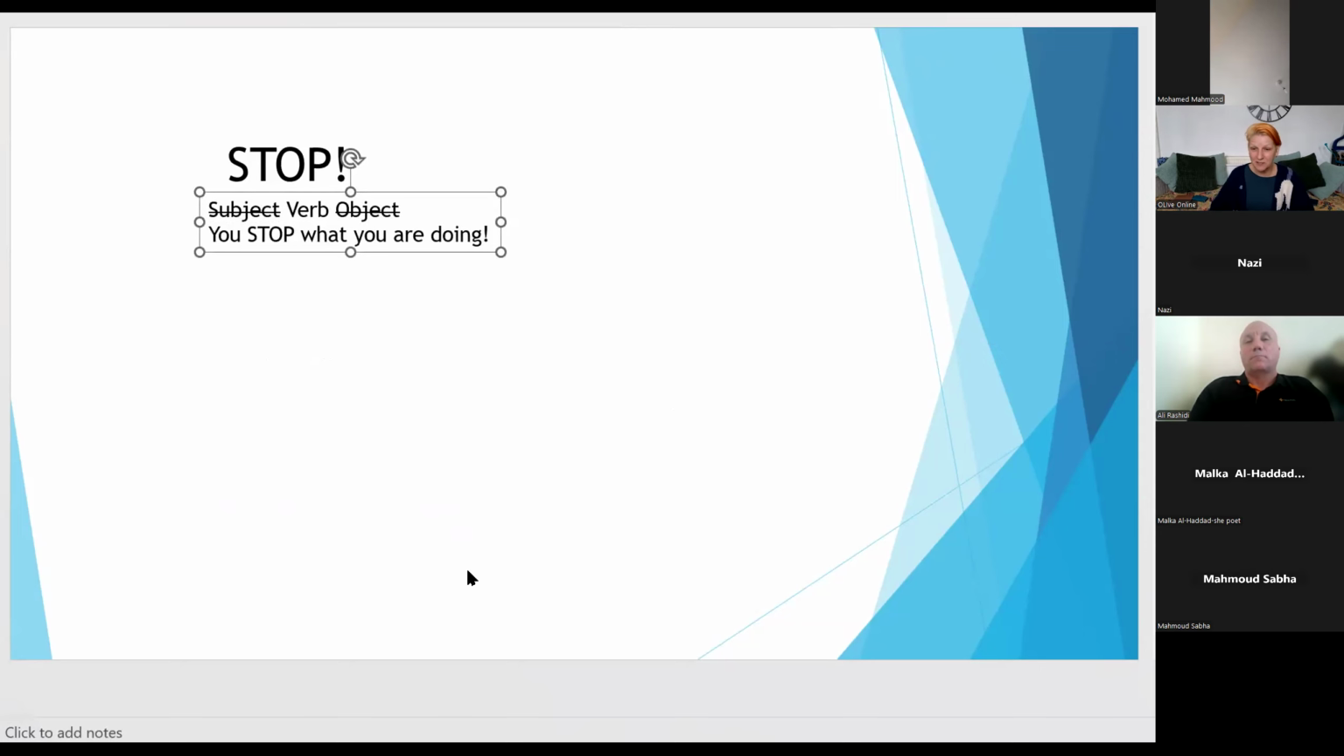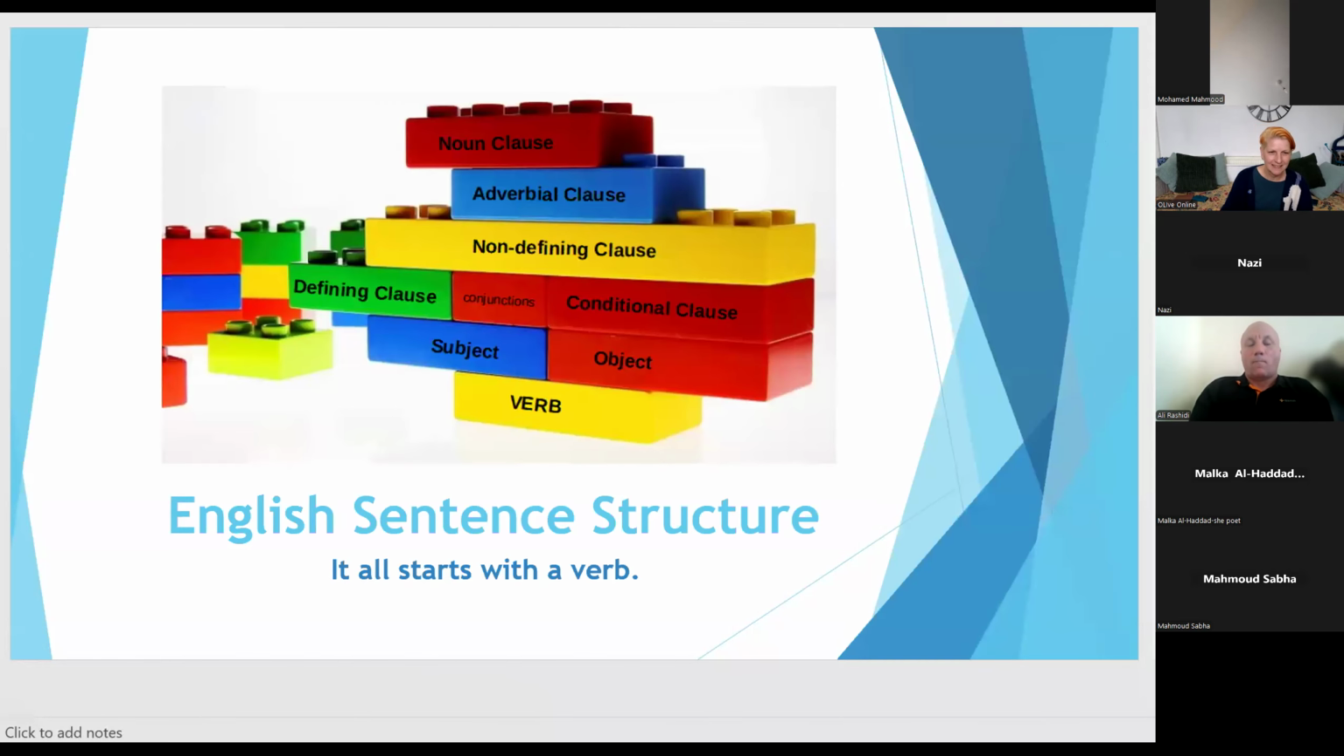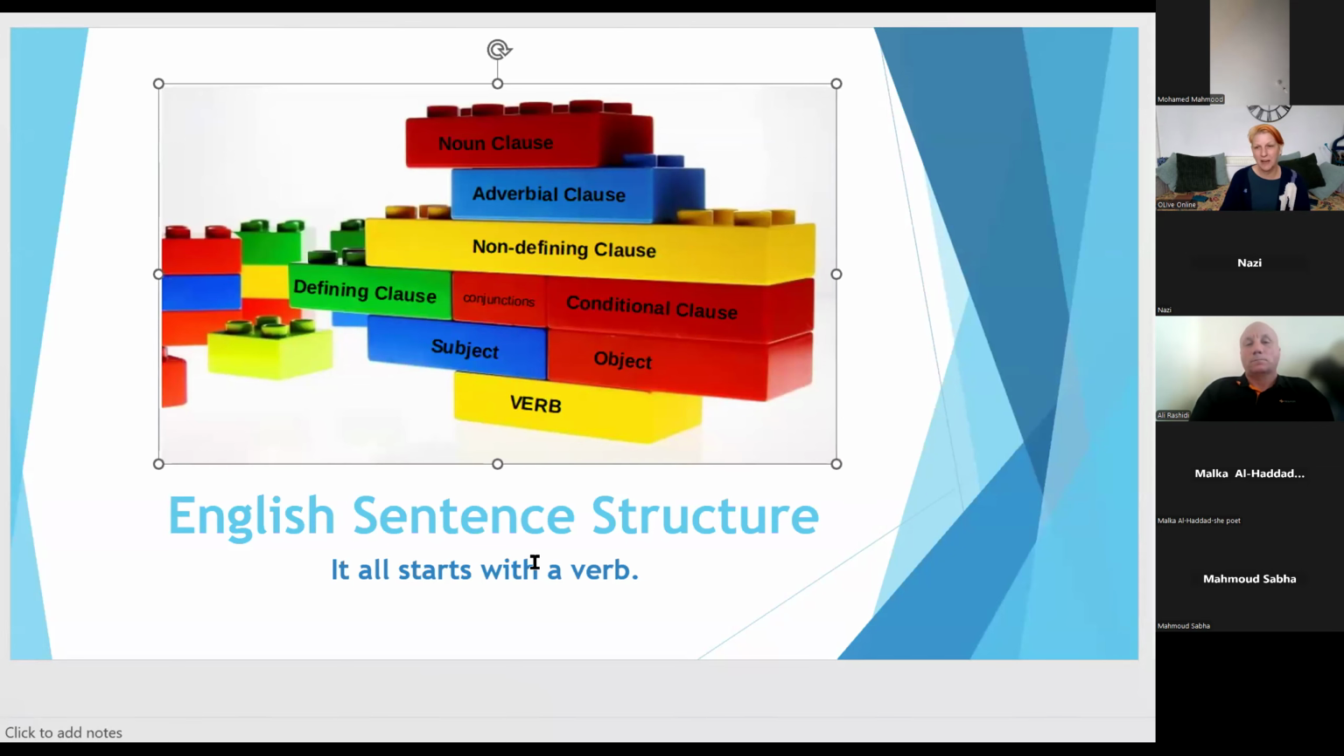Can you make a sentence without a verb? Never. Never. It's got to have an active verb. Got to have an active verb. So, like I said, just like the bricks, if that verb isn't there, you have got nothing holding up the rest of your sentence.